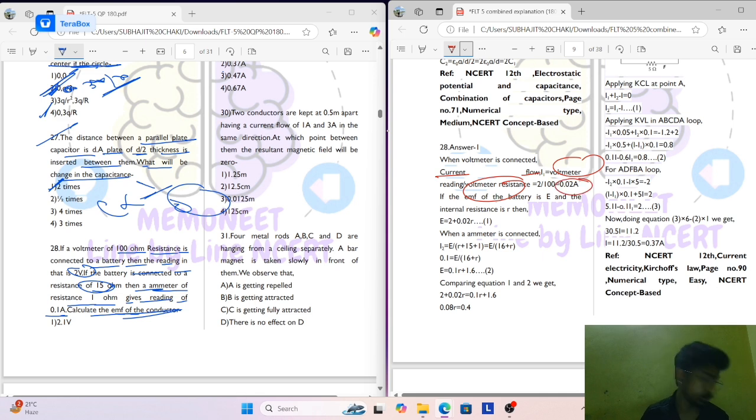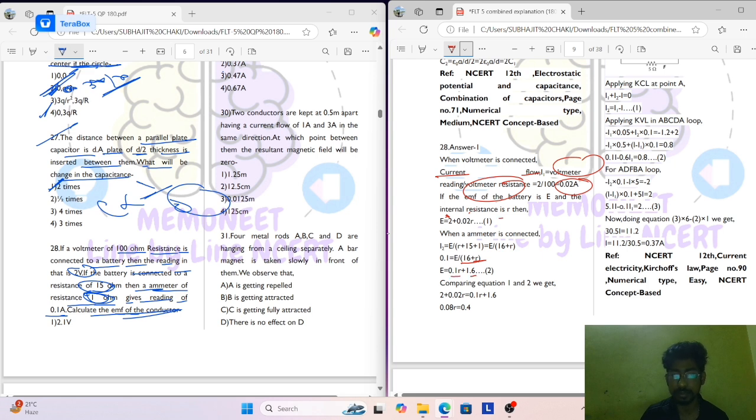EMF is given by the formula E equals V plus Ir, where r is the internal resistance. We already know this from the voltmeter reading, and from the ammeter connected, I2 will be equal to what? E divided by r plus 15 plus 1, right? The 1 ohm resistance of the ammeter. This will be 16 plus r, because the ammeter is always in series in the circuit. So E will be equal to 16 plus r into 0.1, that means 0.1r plus 1.6.